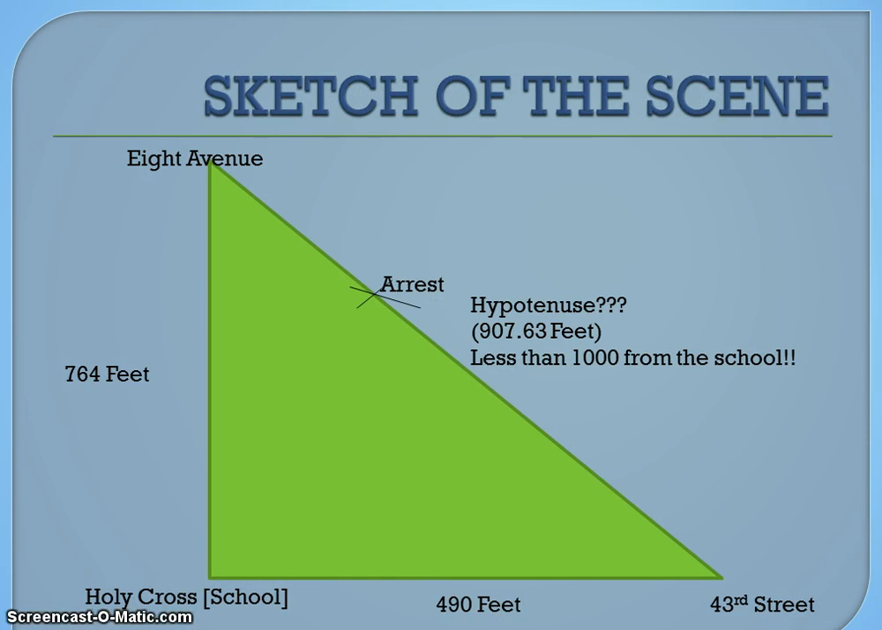This is the sketch of the scene. As you can see, 8th Avenue is one side, and the line from 8th Avenue to 43rd Street is the hypotenuse. The school to 43rd Street is 490 feet. 8th Avenue to Holy Cross is 764 feet. Using this, we can calculate the hypotenuse, and we can figure out that the distance is less than 1,000 feet from the school. The right angle, yes.